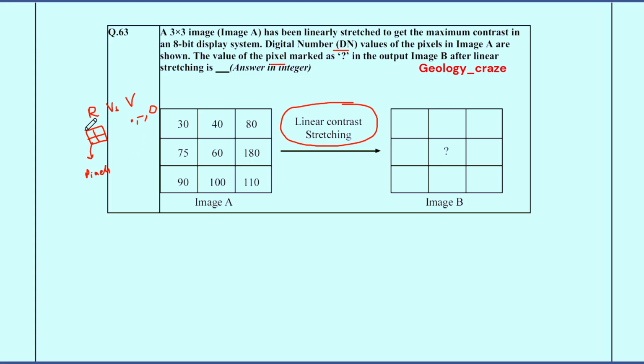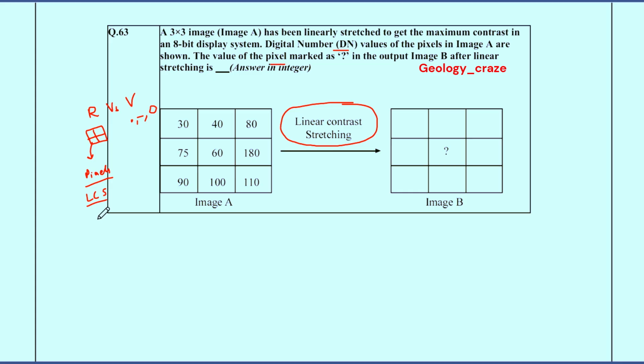So in raster we are editing only these pixels, modifying our pixels, and one of the types is linear contrast stretching, LCS. In vector we modify lines, points and polygons.